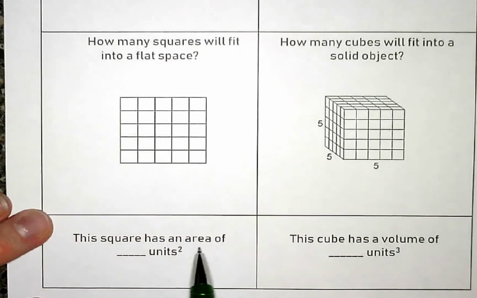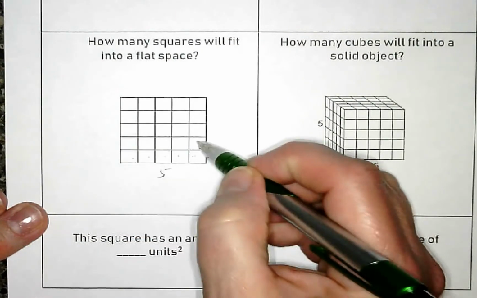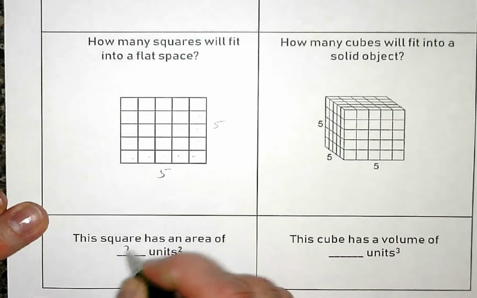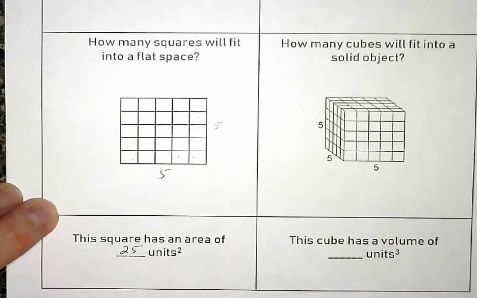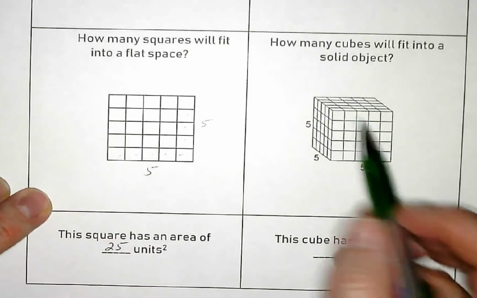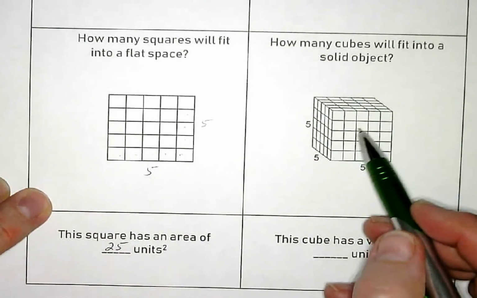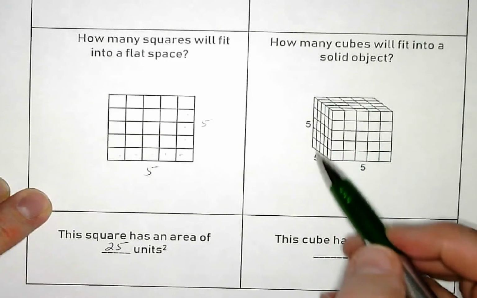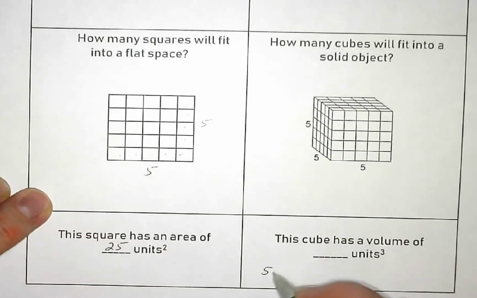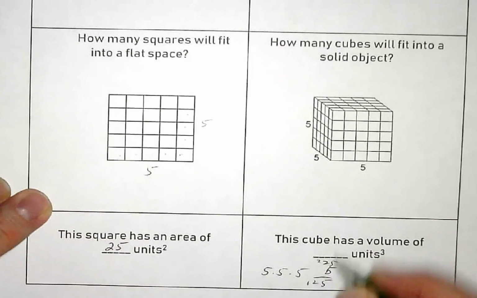Okay, so if I'm going to come down here, this square is 1, 2, 3, 4, 5 this way, and we have 1, 2, 3, 4, 5 rows. That leaves me 25 squares that are making up that space. And here I'm going to take a look. The volume, most people know this one on like a cube or on a box. Length times width times height. So this one would be 5 times 5 times 5, which is 125.